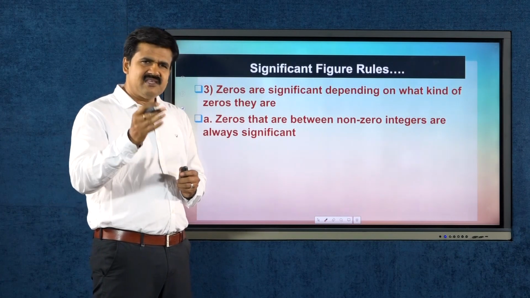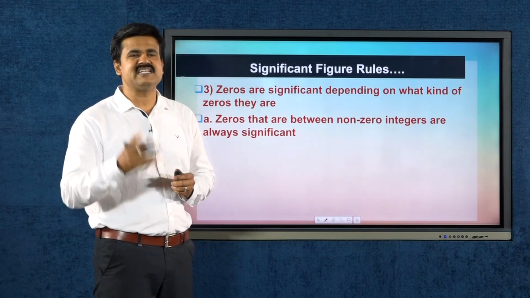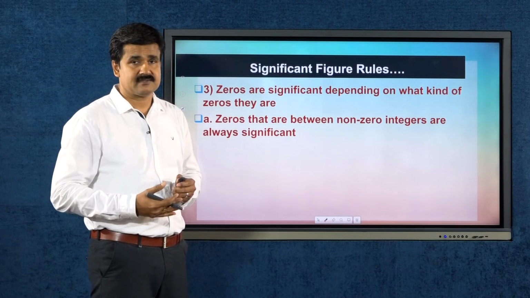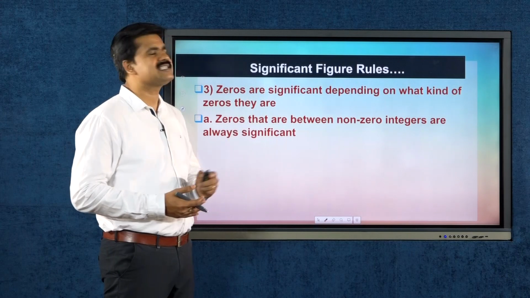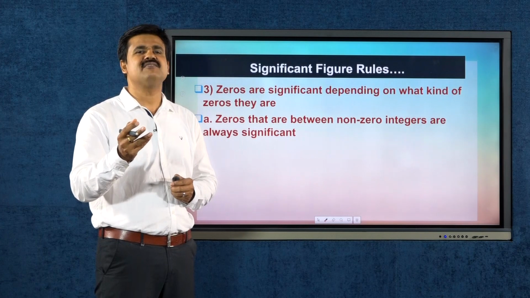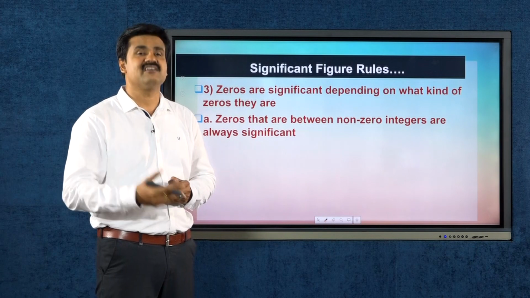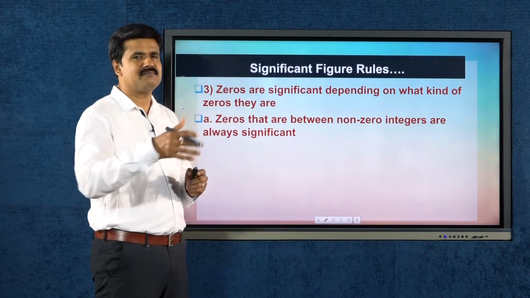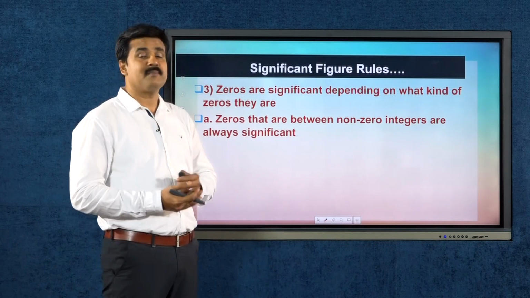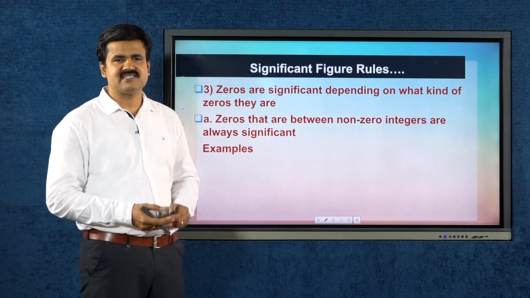You can check whether a zero present in a given measurement is significant or not. That depends on several rules and conditions, depending on what kind of zeros they are. That is an important point. A zero may be significant or may not be, depending on what zeros you are dealing with. For that, we are using some sub-rules. Sub-rule A says that zeros that are between non-zero integers are always significant. This can be illustrated by an example.